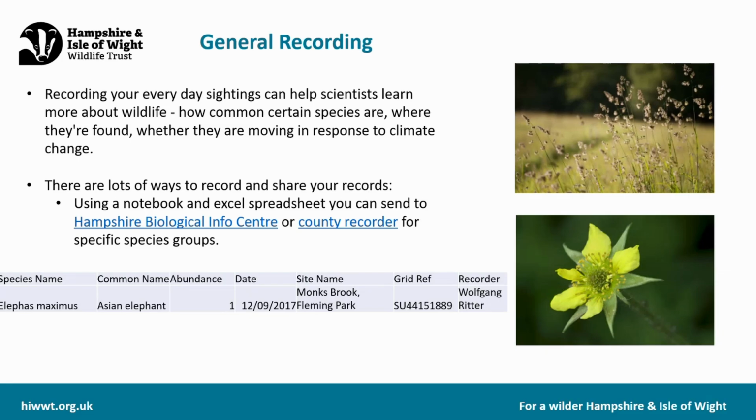And this Excel spreadsheet, the example there, is available as a template on the Hampshire Biological Information website. So you can download that, and this obviously shows the very basic information of the species name, the common name, the abundance, obviously how many you saw, the date, the site name, and the grid reference, and the recorder's name as the essential information.